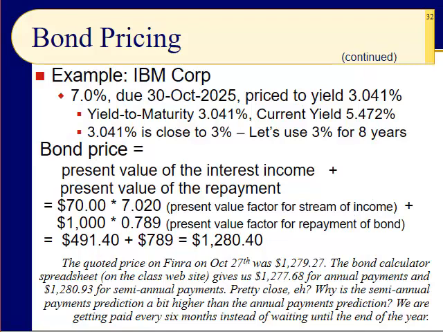So now let's go back to the presentation, and that's exactly what I had here. See, $70 times 7.020. And then $1,000 times 0.789. And I know sometimes you kind of, what am I doing? It's not that hard, is it? Do it a few times and it'll sink in. Because what that $70 is worth to us for the next 8 years is $491.40. See that?